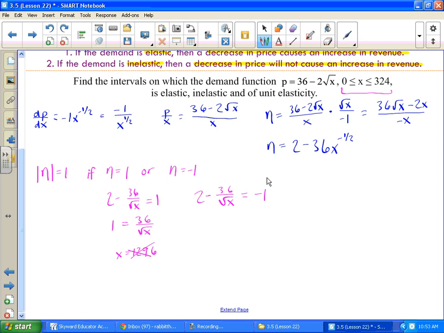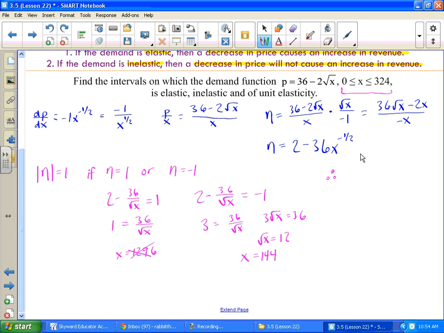Okay, so this one hopefully works. If I move the 1 over here, I get 3 is equal to 36 over square root of x. Multiply by square root of x, so I have 3 square root of x equals 36. Then divide by 3, and I get square root of x is 12, so x is 144. Does that one work? Yeah, that fits in here, so it looks like 144 works. Okay, so now we can start concluding things.